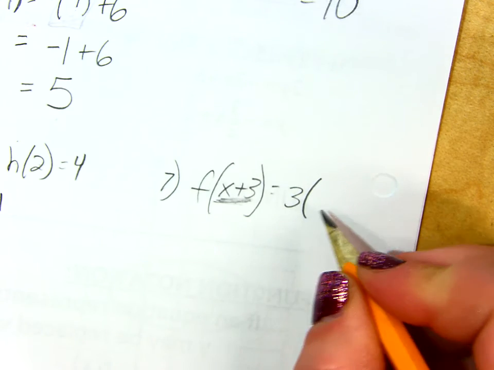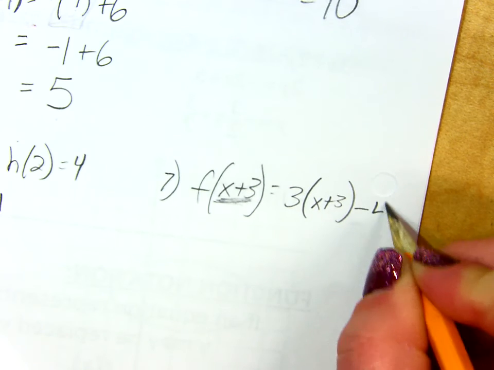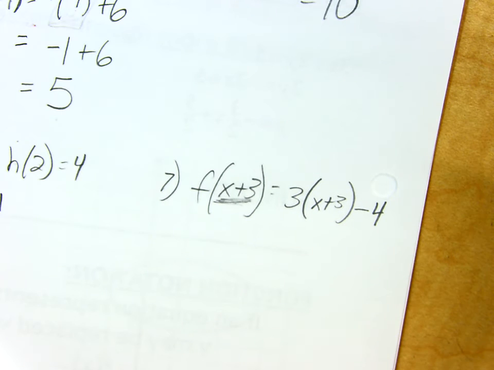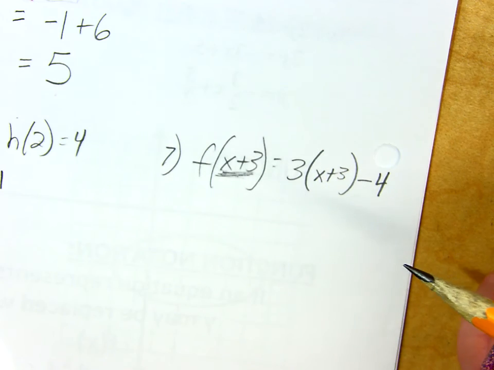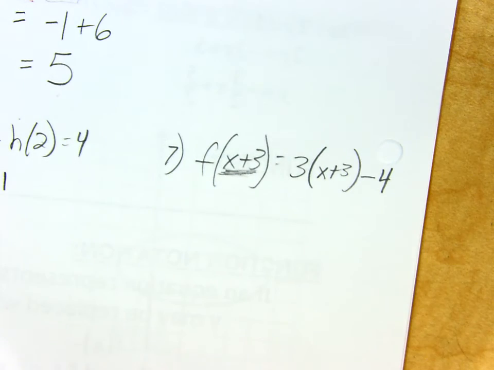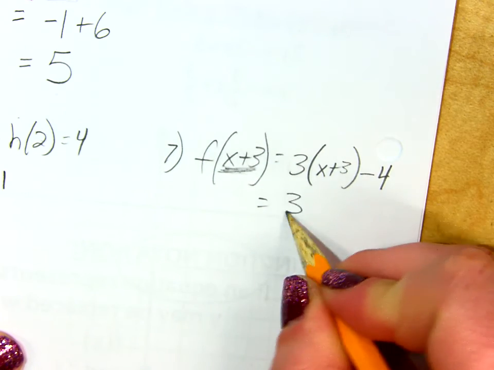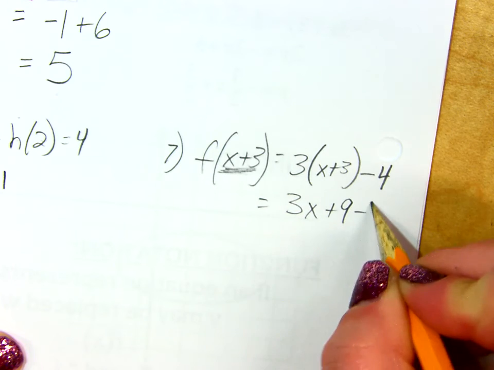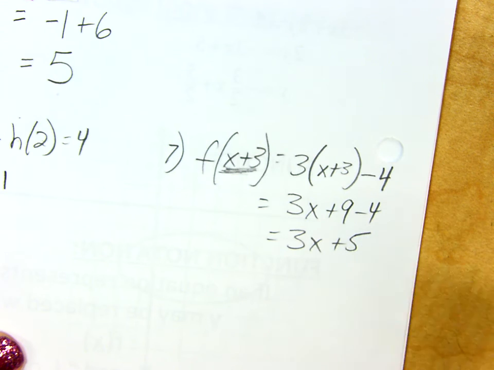3 times, now instead of writing x, I write x plus 3, and then minus the 4. So double check that that's how you inserted this into the f function. You're not going to leave it like this though. If there is stuff that you can simplify, you should do that. So I can go ahead and distribute 3x plus 9 minus 4, so I really end up at 3x plus 5.